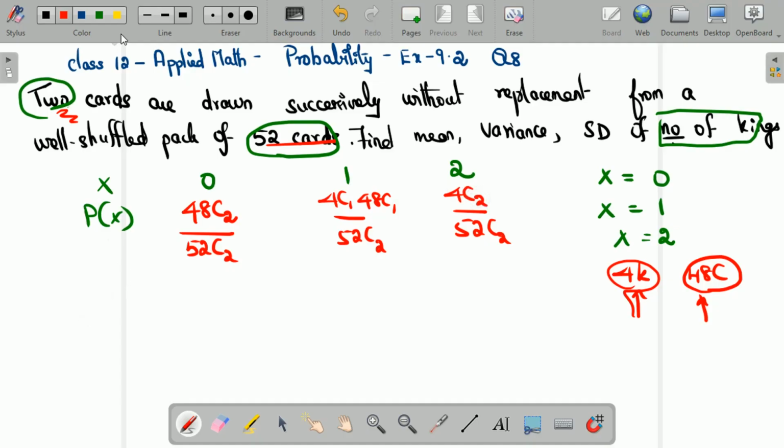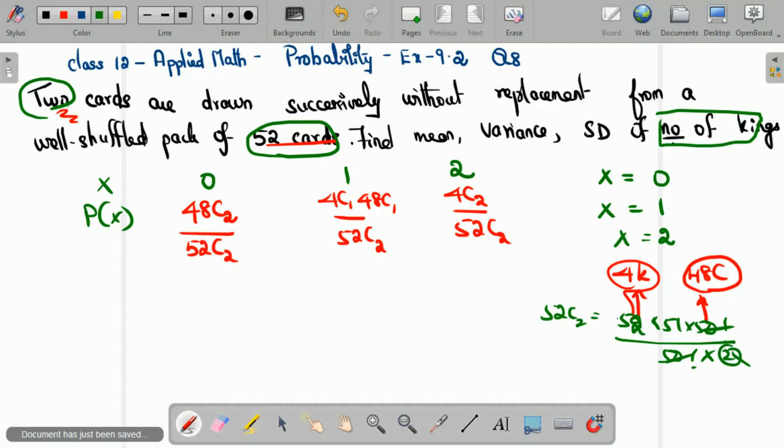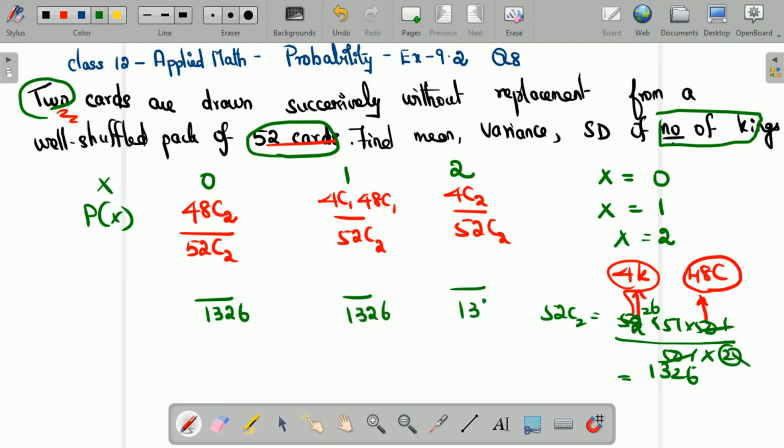Now let's calculate the actual values for this. So first up is 52C2, which is nothing but 52 into 51 into 50 factorial divided by 50 factorial into 2. So 50 factorial will vanish. 2 cancels out with 52 and we get 26. So 26 into 51 is going to be 1326. So the total outcome here is 1326. This is the same for everything, so I'm just copying this down.